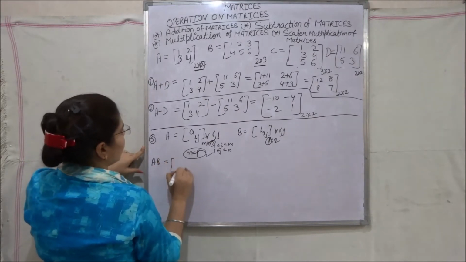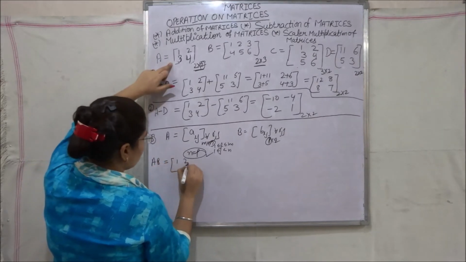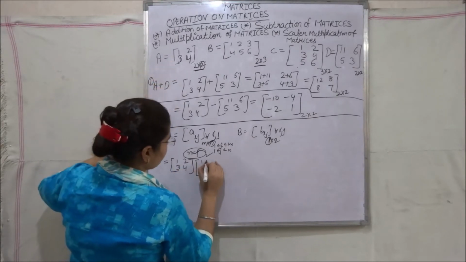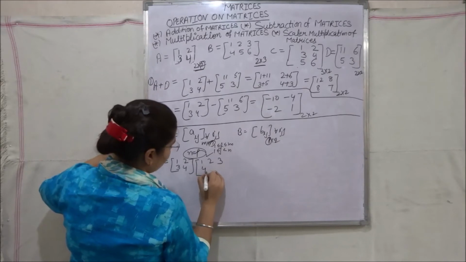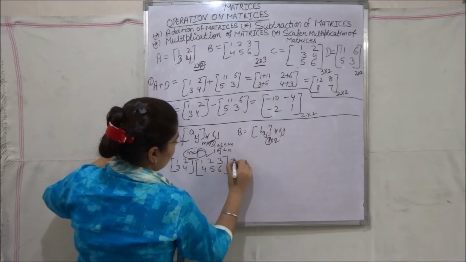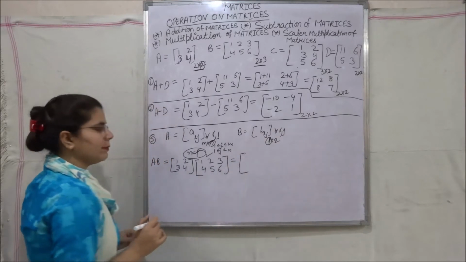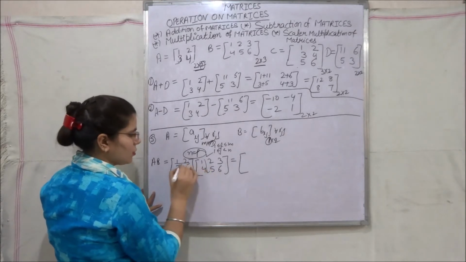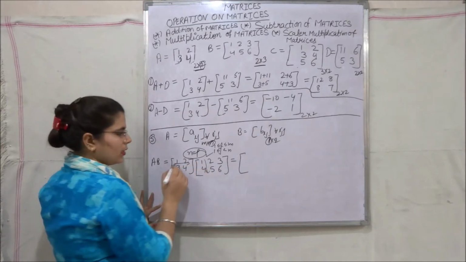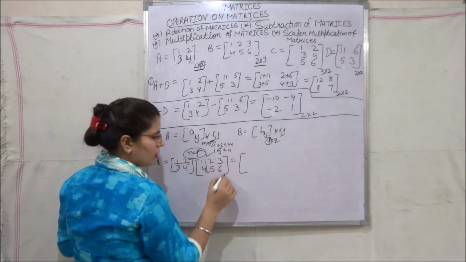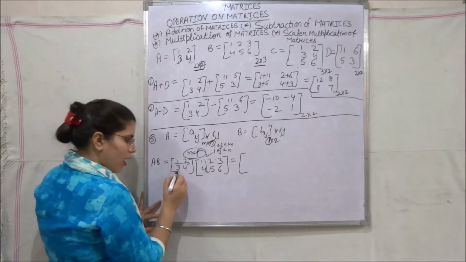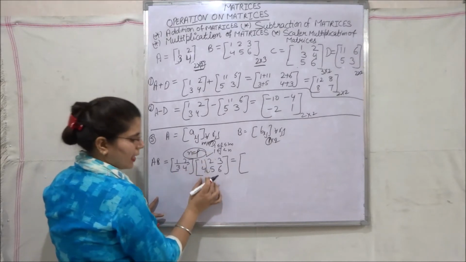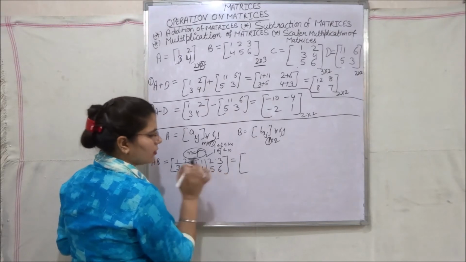So our matrix A is [1, 2; 3, 4]. Now multiply it with the matrix B, that is [1, 2, 3; 4, 5, 6]. For the multiplication of two matrices, the first row will be multiplied with the first column, then with the second column and then with the third column. After that the second row will proceed in the same way, multiplied with the first column, then the second column and then the third column.